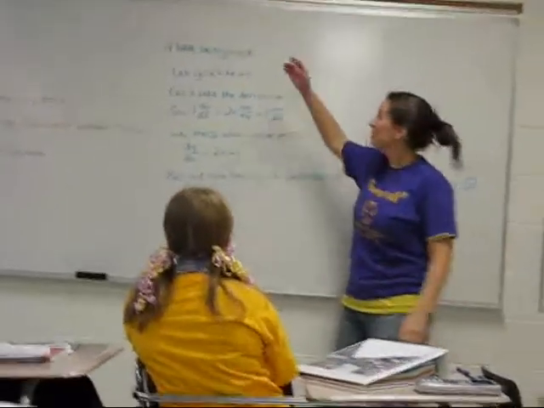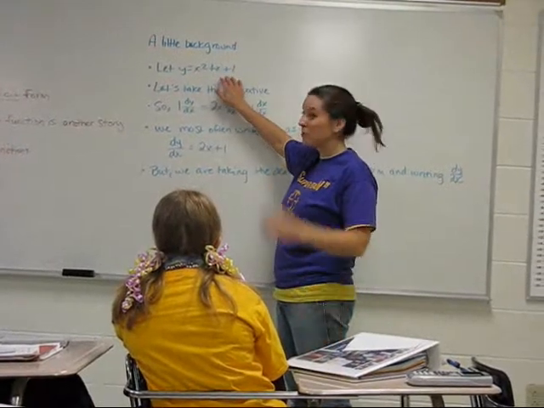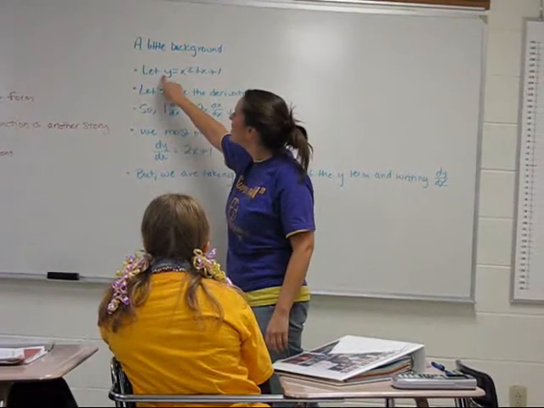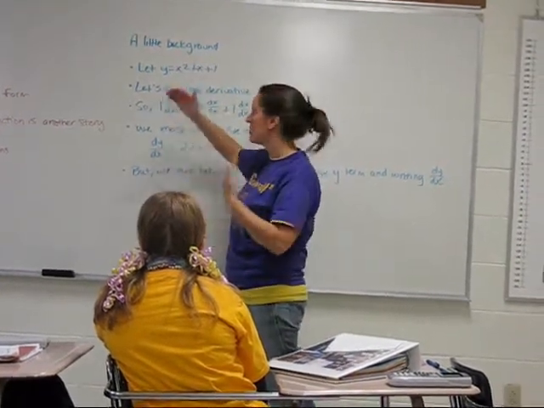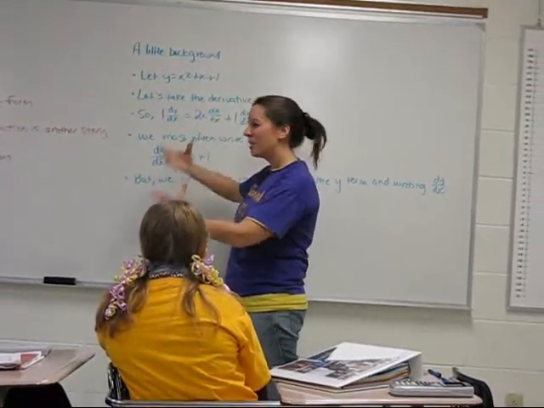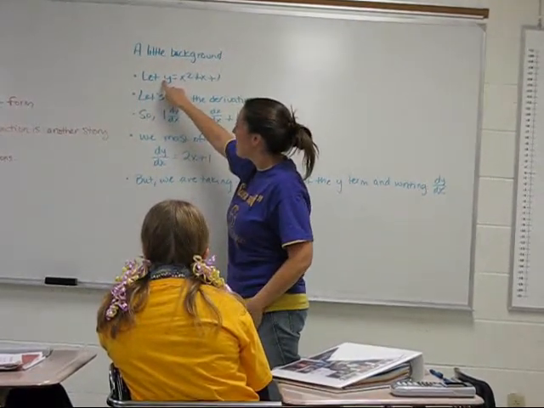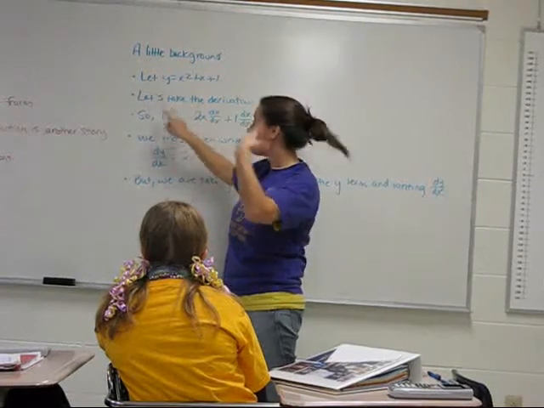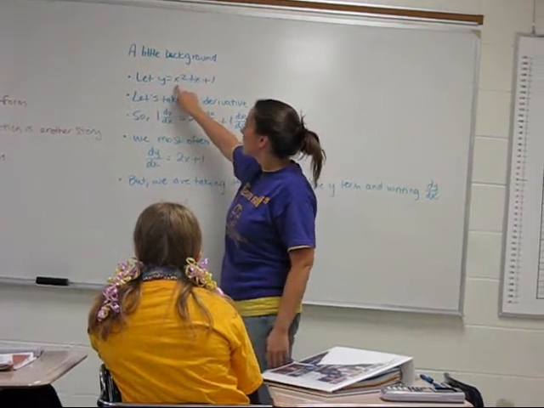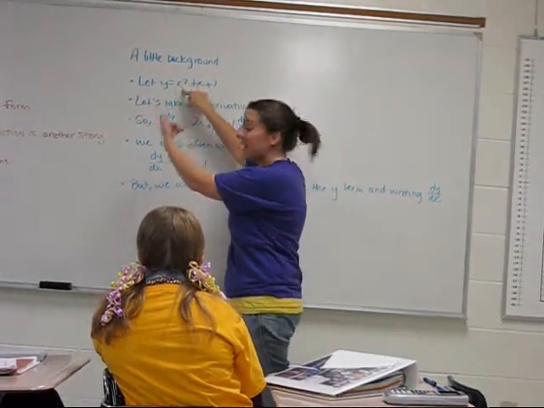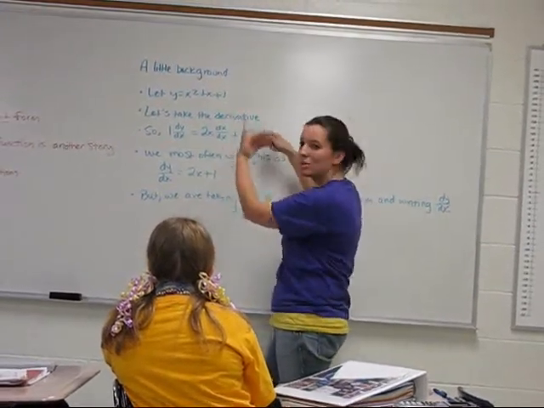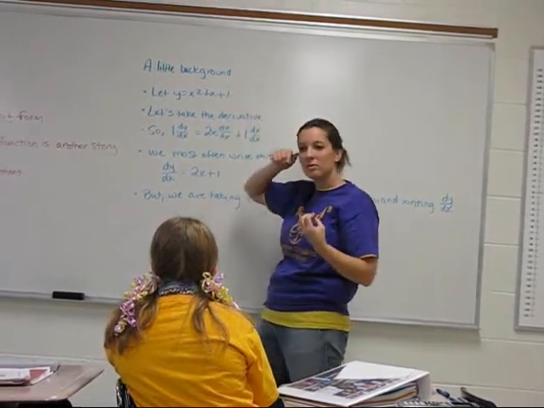Okay, so if we have y equals x squared plus x plus 1, we want to take the derivative. The derivative of y is 1 dy over dx, because we're taking the derivative with respect to x of y. The derivative of x squared is 2x, derivative of x with respect to x. The derivative of x is 1, derivative of 1 is 0.